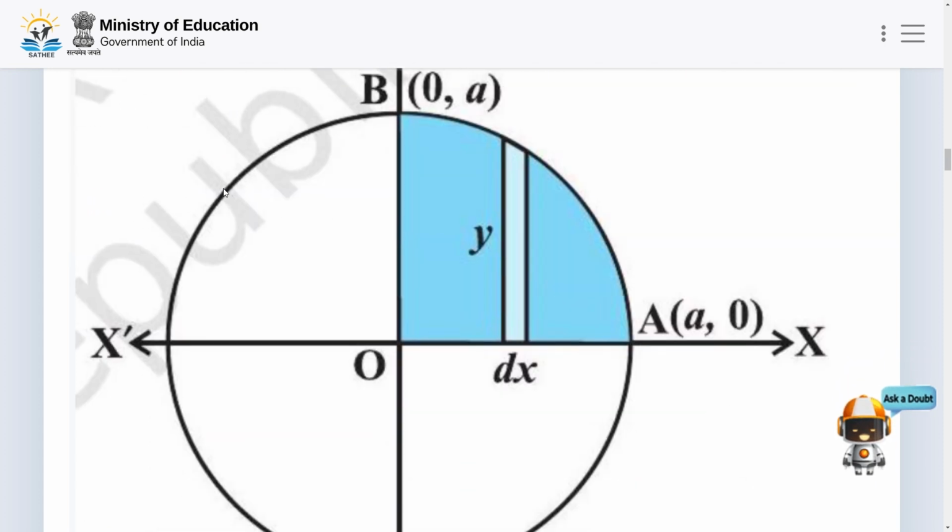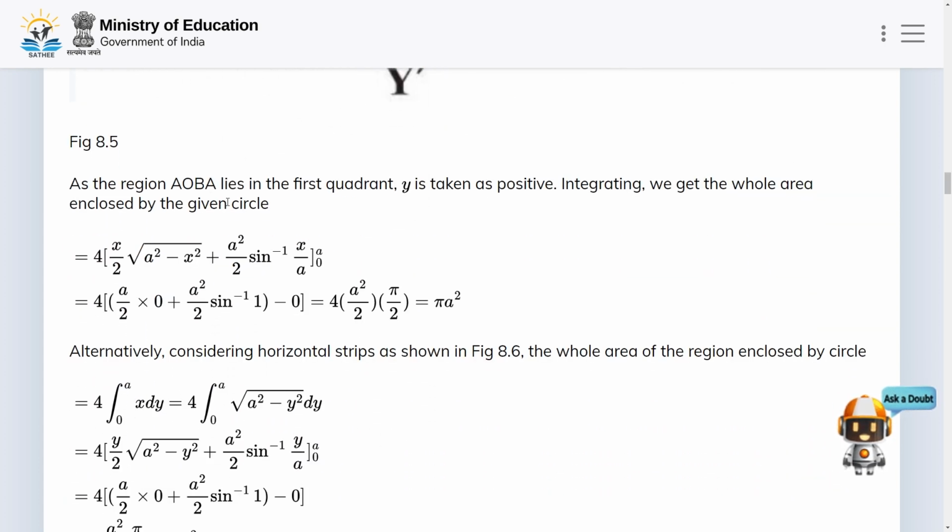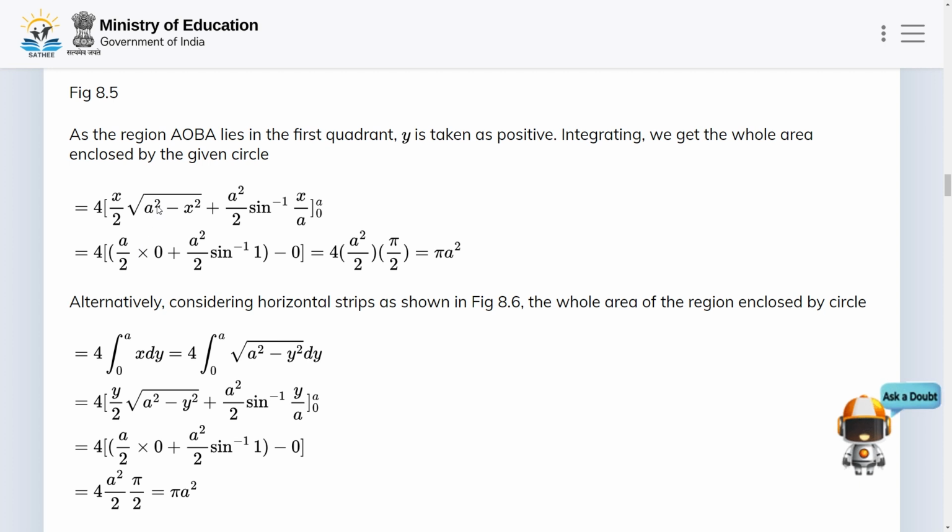We have already seen particular integrations of this kind. So this will be nothing but x by 2 root a square minus x square plus a square by 2 sine inverse x by a, with limits going from 0 to a. Use the second fundamental theorem. You will get 4 times, and this part will vanish. This will be a square by 2 sine inverse 1 minus 0.